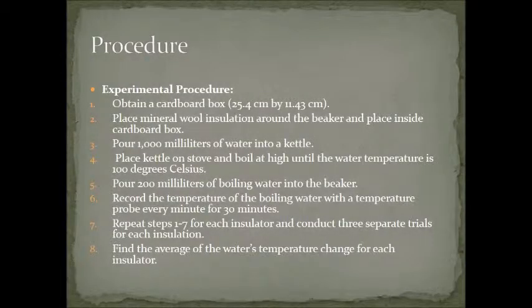The procedure starts with placing rock wool insulation around a beaker in a cardboard box. Then, 200 milliliters of boiling water is poured into the beaker. The energy loss is recorded and averaged at the end of 3 trials. All steps are repeated for each different insulator.